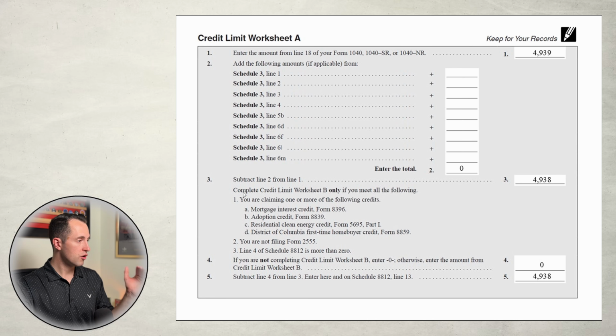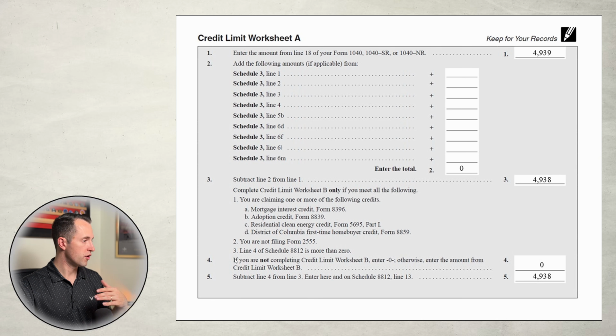And then complete credit limit worksheet B only if you meet all of the filing requirements. So there's 3 things. The first one, are you claiming one of these credits? If you're claiming one or all of these credits, then that's going to be a check for first part. Second, you're not filing Form 2555. That's that foreign earned income that I talked about earlier. And then the third one is line 4 of Schedule 8812 is more than 0. If you meet all of these, then you are required to fill out the worksheet B. In this instance, we're not required to do that because we weren't claiming any of these credits up here.